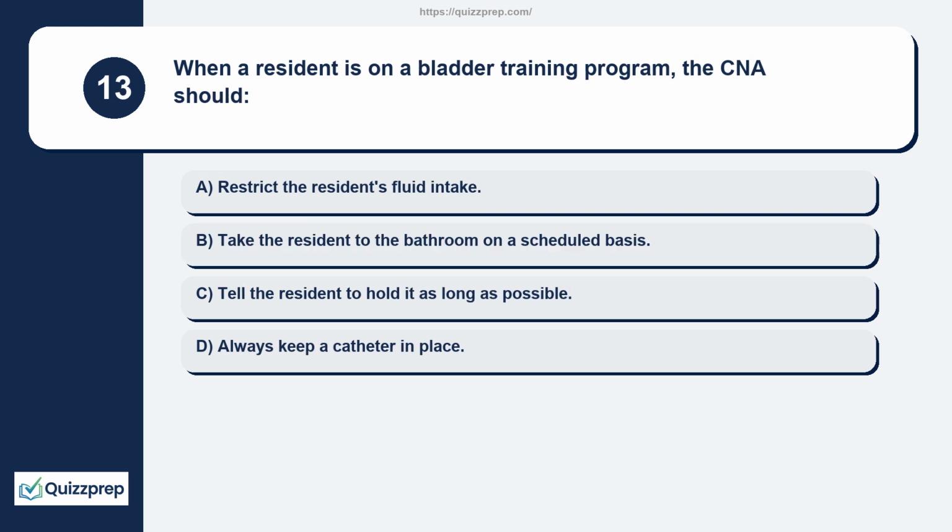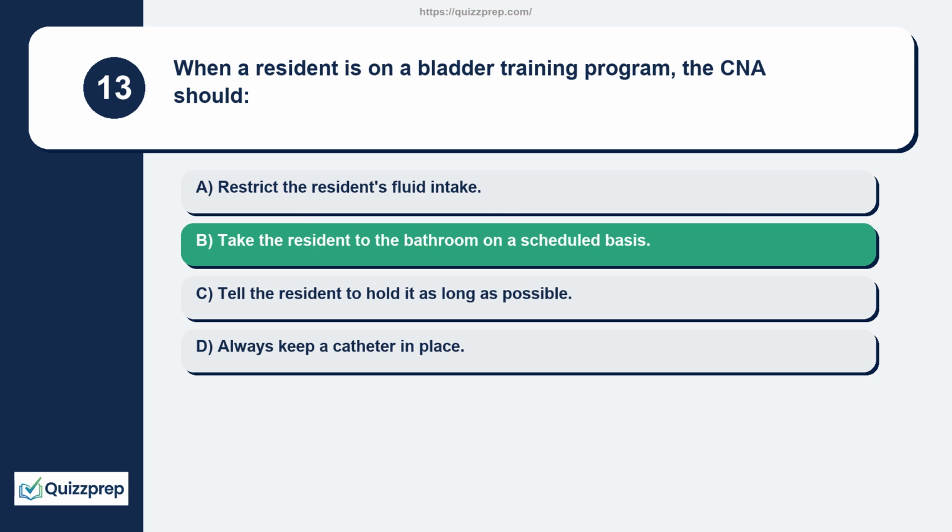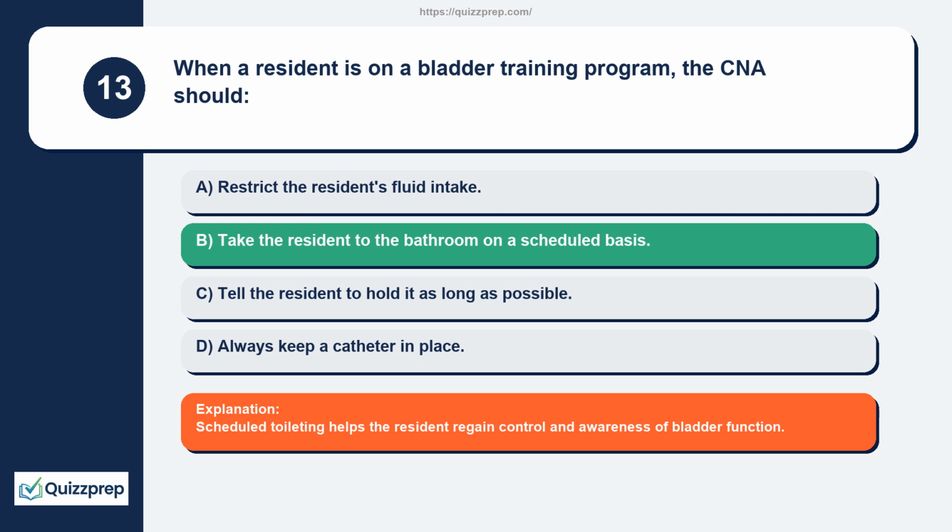Question 13. When a resident is on a bladder training program, the CNA should restrict the resident's fluid intake, take the resident to the bathroom on a scheduled basis, tell the resident to hold it as long as possible, always keep a catheter in place. Scheduled toileting helps the resident regain control and awareness of bladder function.